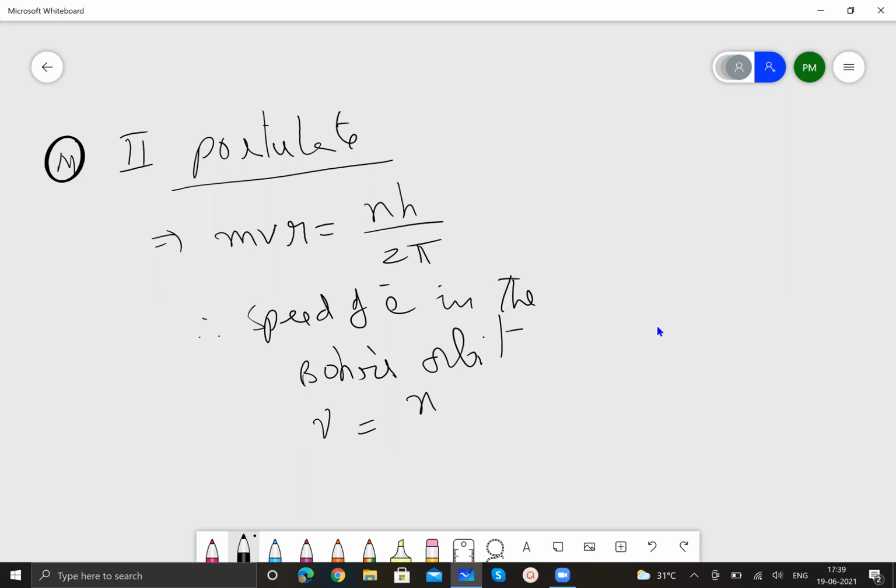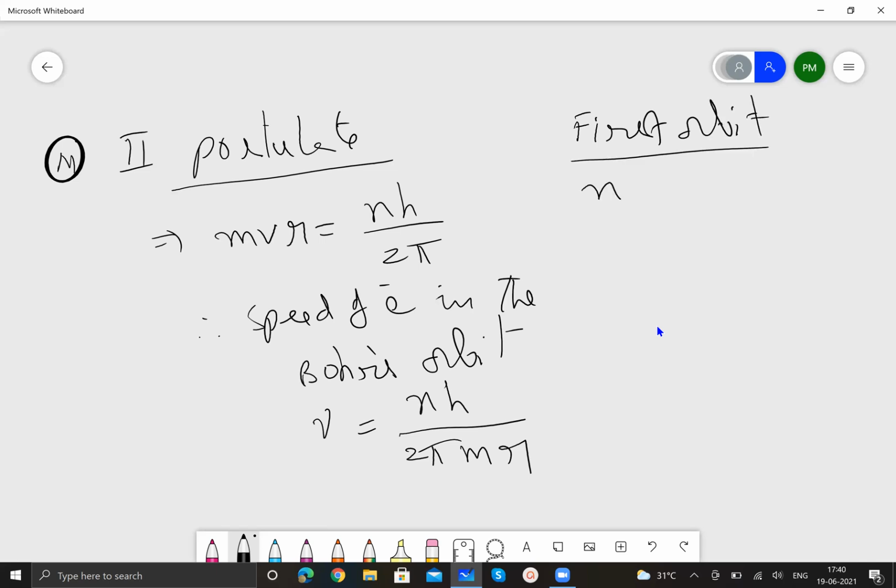So from this, v we will get nh by 2 pi mr, correct? So for first orbit, very important deduction we'll get. n is equal to 1.